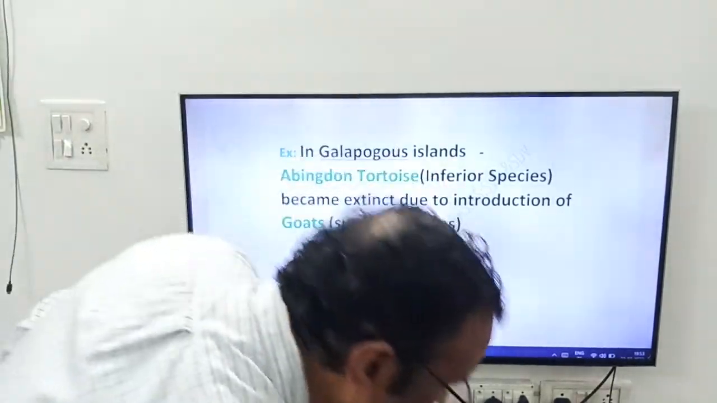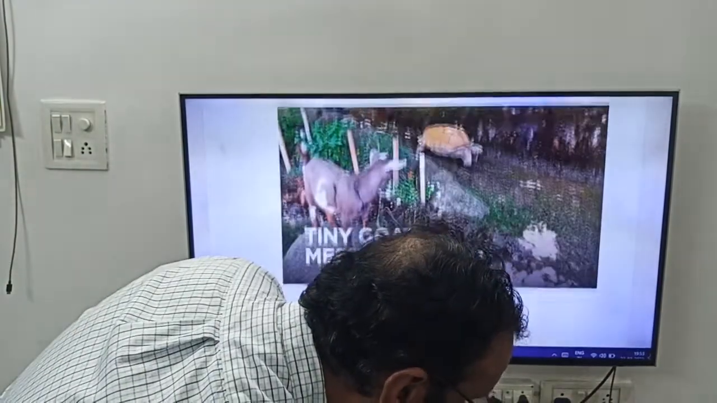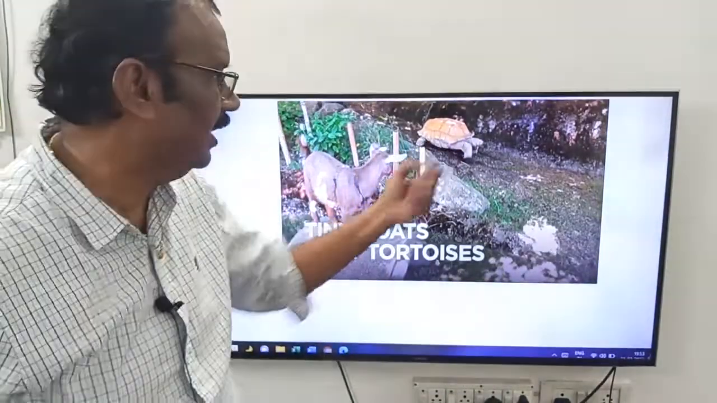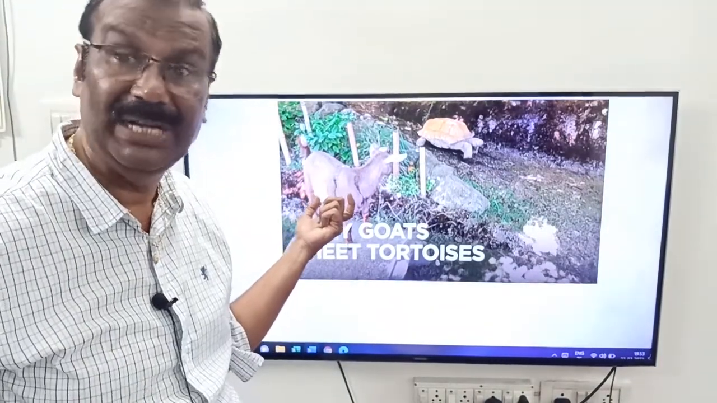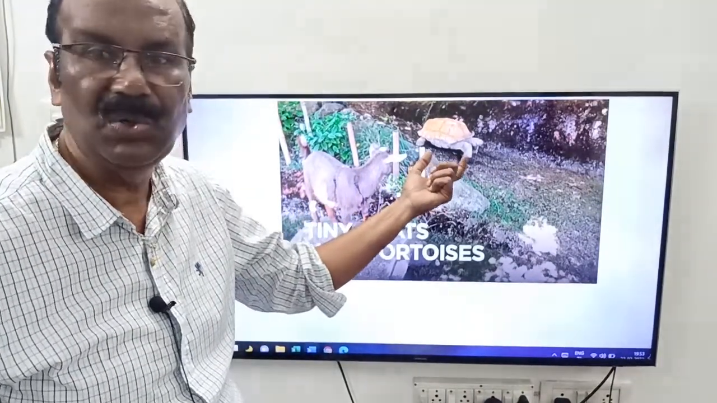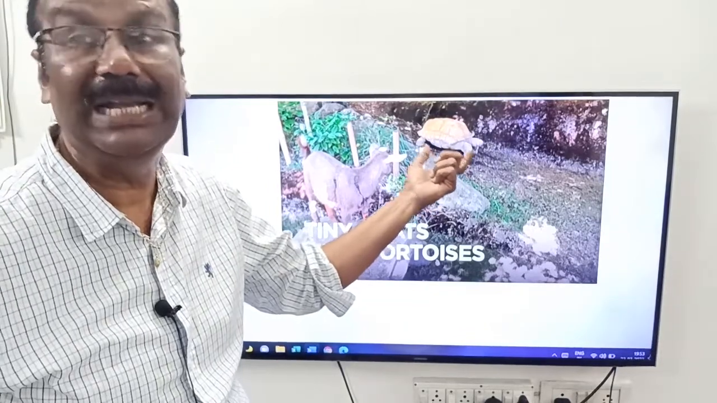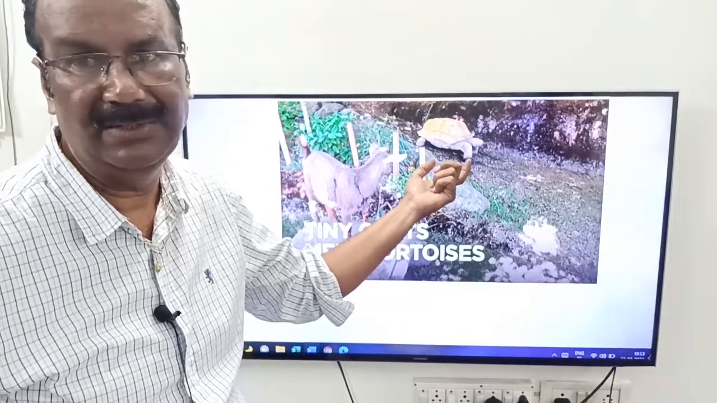Now see here an image, friends. See the goat and the tortoise. Goats can graze perfectly and speedily, but the tortoise is a slow runner. It can't graze speedily.